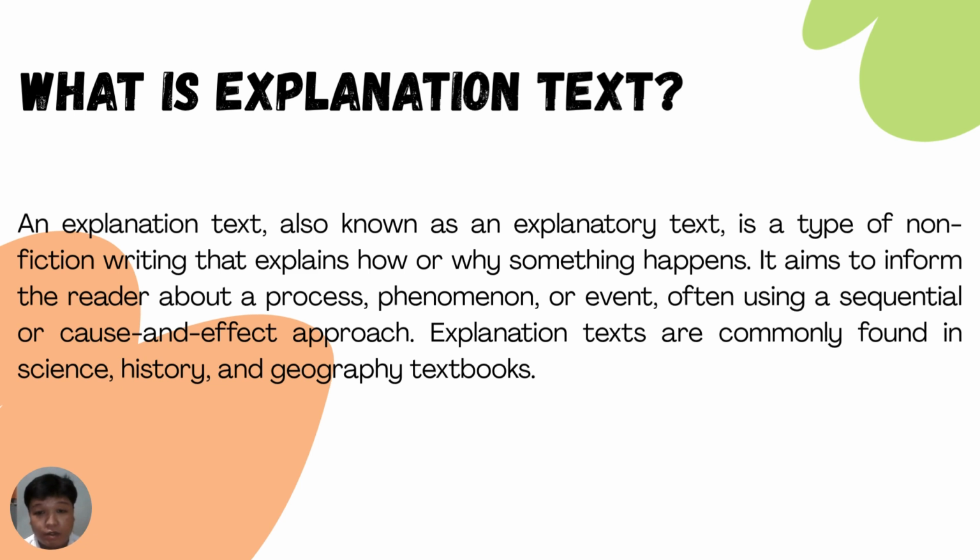Okay, we're going to continue. It aims to inform the reader about a process, phenomenon, or event, often using a sequential or cause and effect approach. Explanation texts are commonly found in science, history, and geography books.